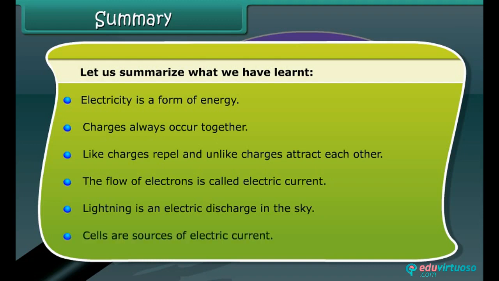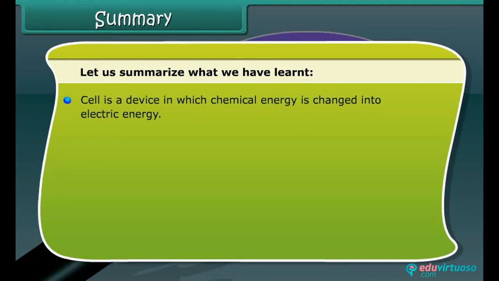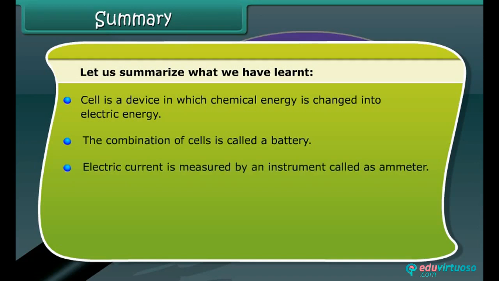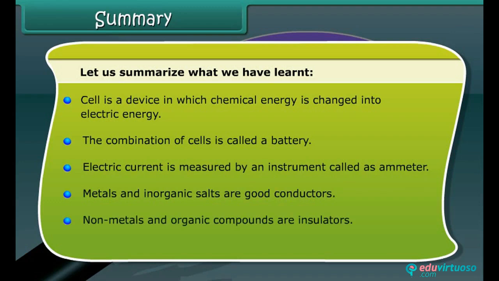Cells are sources of electric current. A cell is a device in which chemical energy is changed into electric energy. The combination of cells is called a battery. Electric current is measured by an instrument called an ammeter. Metals and inorganic salts are good conductors. Non-metals and organic compounds are insulators.